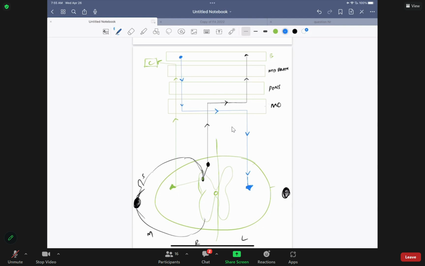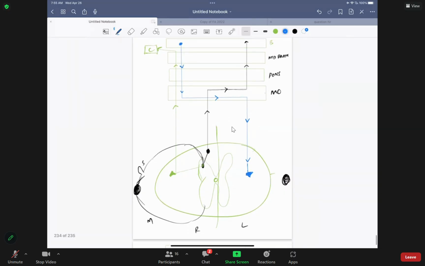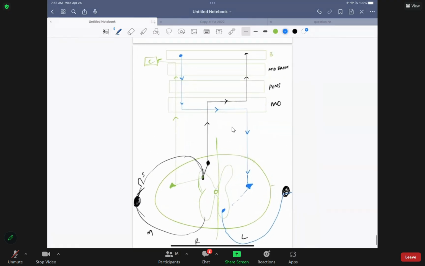Now, from here, it will connect to the anterior horn because the signal has to execute, isn't it, folks? It connects to the anterior horn. From the anterior horn, they will go through the motor fibers and then go to the periphery. That's how the corticospinal tract works.